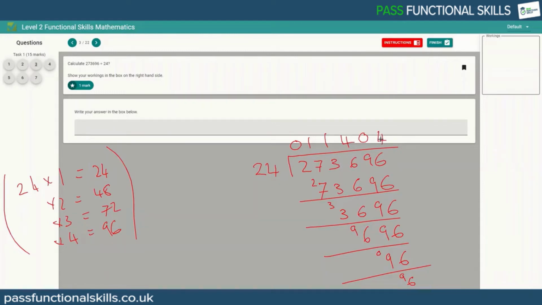So we found the exact value of how many times 24 goes into 273,696, and that is 11404. We can just ignore the leading 0 here, and that's our final answer.